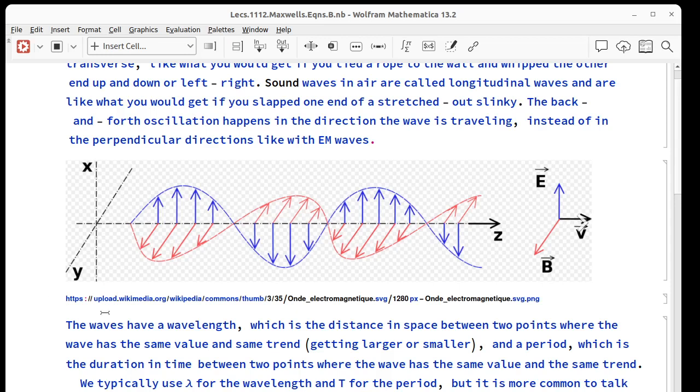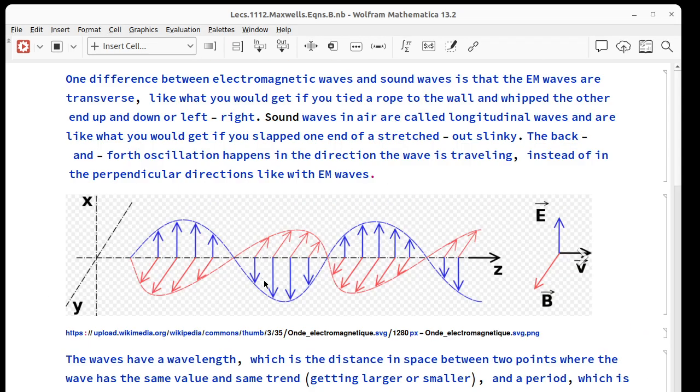One of the main differences between electromagnetic waves and sound waves is that electromagnetic waves are transverse. This is what you'd get if you tied one end of a rope to the wall and whipped the other end back and forth, up and down. The vibration is happening perpendicular to the direction the wave is traveling. So you could snap this rope tied to a wall and send a pulse down it away from you, but the wave would be moving back and forth as it traveled down.